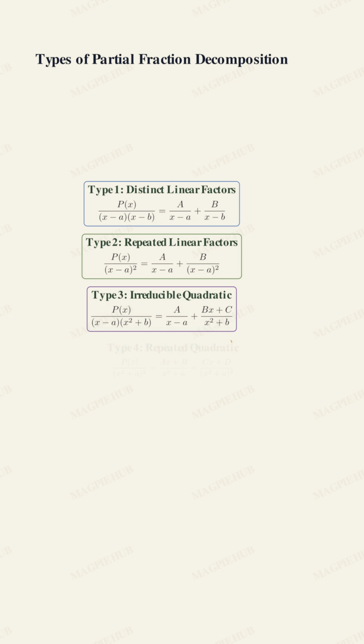Type 3. An irreducible quadratic factor like x squared plus b gives bx plus c over x squared plus b. Type 4. Repeated quadratic factors need similar treatment. In exams, types 1 and 2 are the most frequently tested.